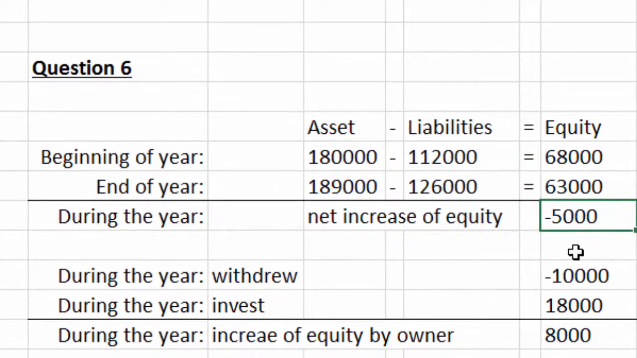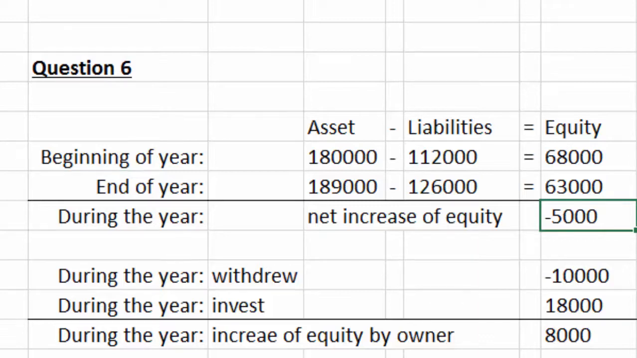Now, how did the equity change by this amount? In this case, you can see it is minus 5,000, so ultimately it is a decrease. So how did the change of equity take place during the year? There are basically two types of changes. One is the changes by the owner, and another one is the changes by the profit or loss.